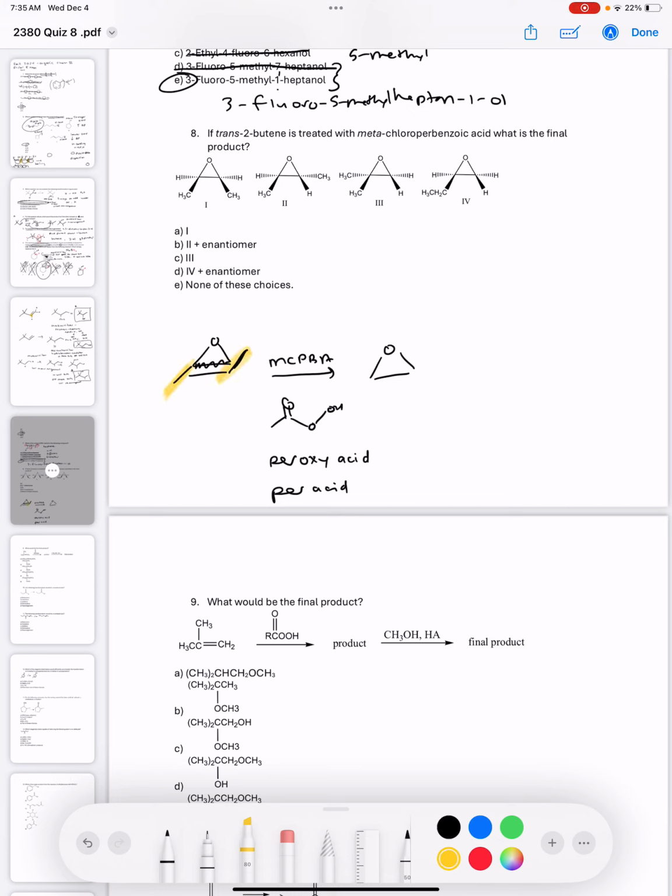We keep our substituents trans, but remember, we have to show that in 3D structure, because once it goes from being sp2 to sp3, it has 3D shape. So one of these needs to be a wedge and one of these needs to be a dash. So that's what I'm looking for.